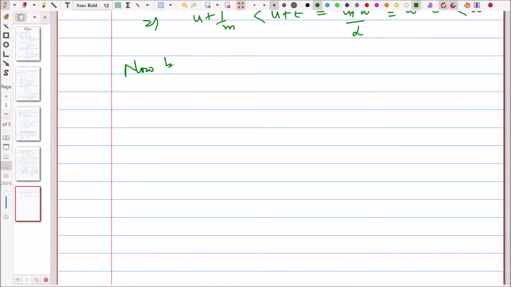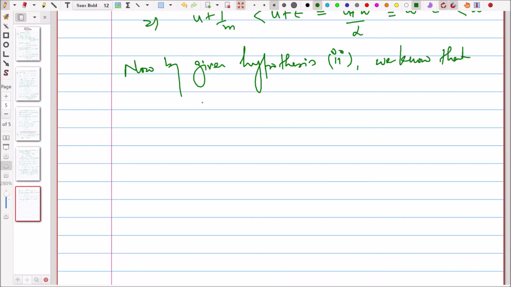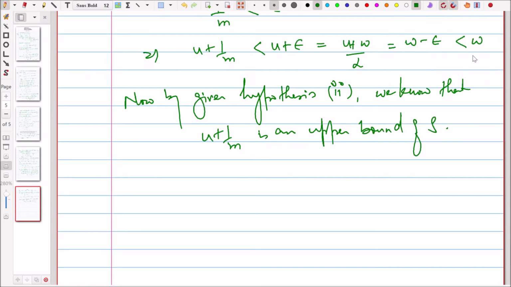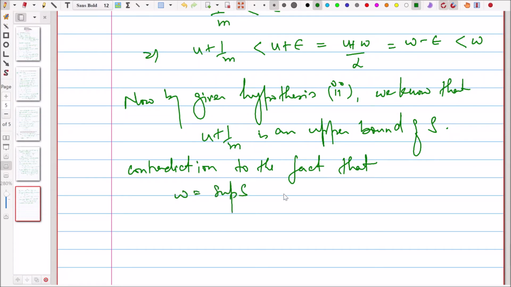Now by the given hypothesis second, we know that U plus 1 by m is an upper bound of S. So we have a number which is smaller than W and is an upper bound of S, which is a contradiction to the fact that W is equal to the supremum of S and W is greater than U plus 1 by m.